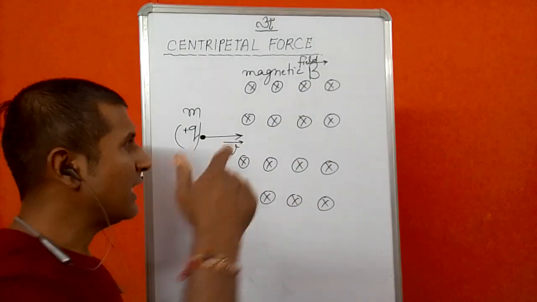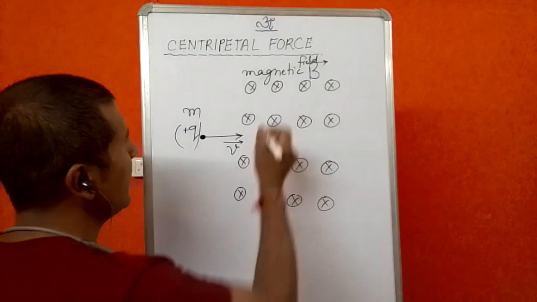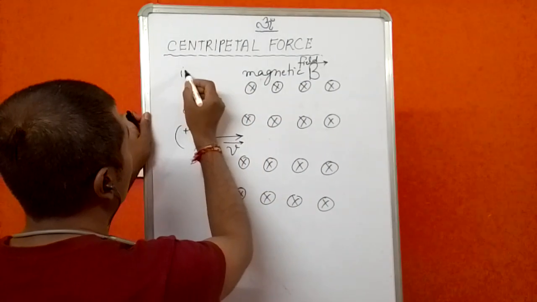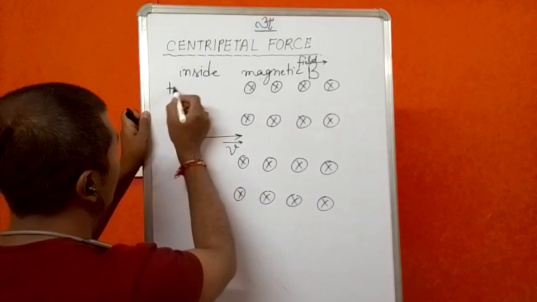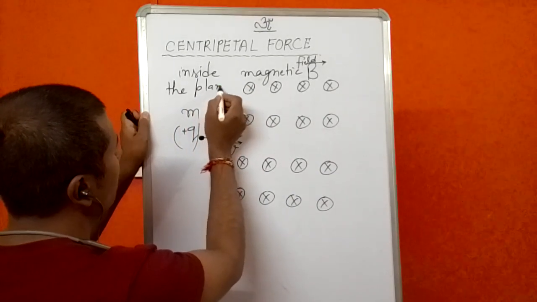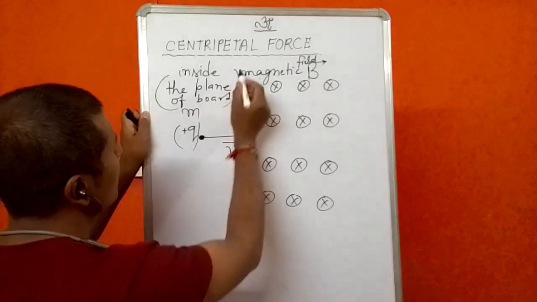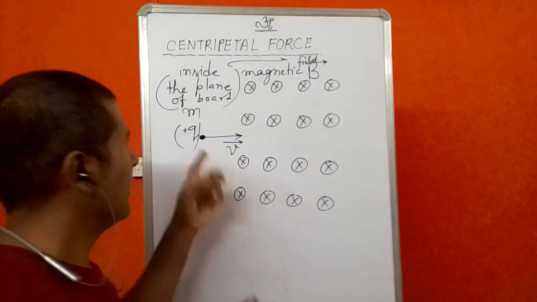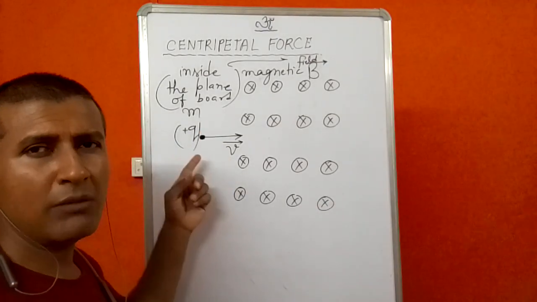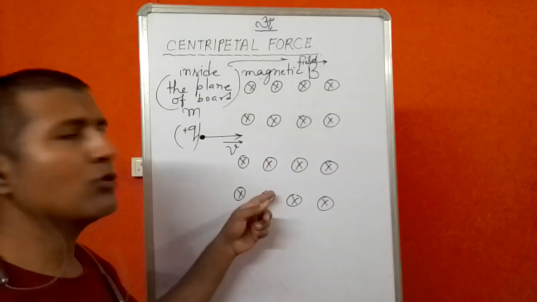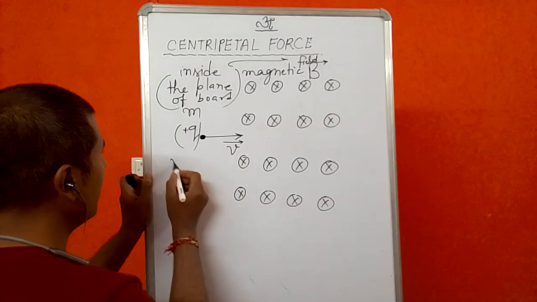And its direction is inside the plane of this board, right? This symbol shows that the direction of the magnetic field is inside the plane of the board, right? This is the direction of the magnetic field. This is the charge plus q having mass small m, which enters into this particular uniform magnetic field with a velocity v, right? This is what? Velocity.